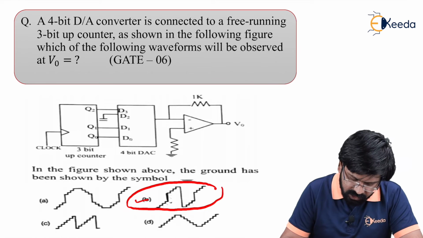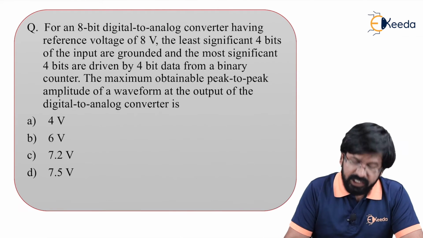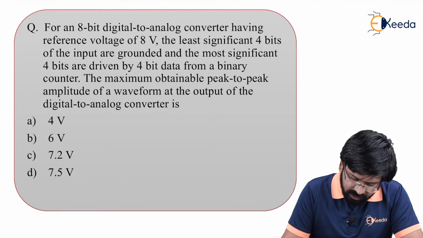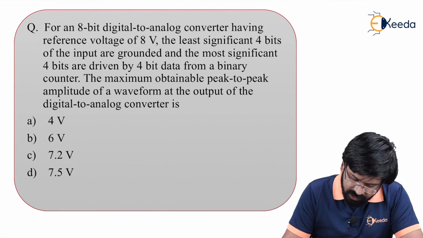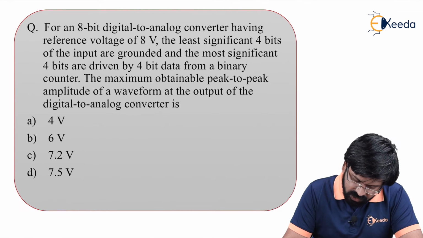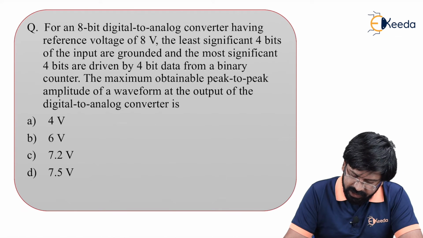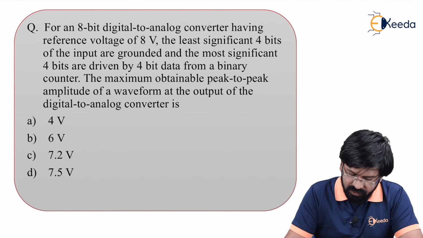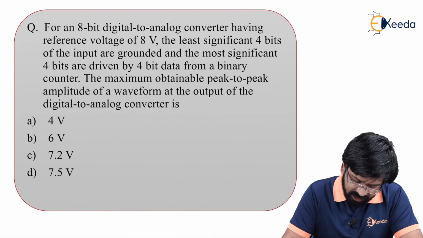So I'm sure you understood this question. Let's move to the next question. Next question says, for an 8-bit DAC converter having reference voltage equal to 8 volt, the least 4 bits of inputs are grounded and most 4 significant bits are driven by 4-bit data from a binary counter. The maximum obtainable peak-to-peak amplitude of the waveform at the output of DAC converter is, and some options are given.